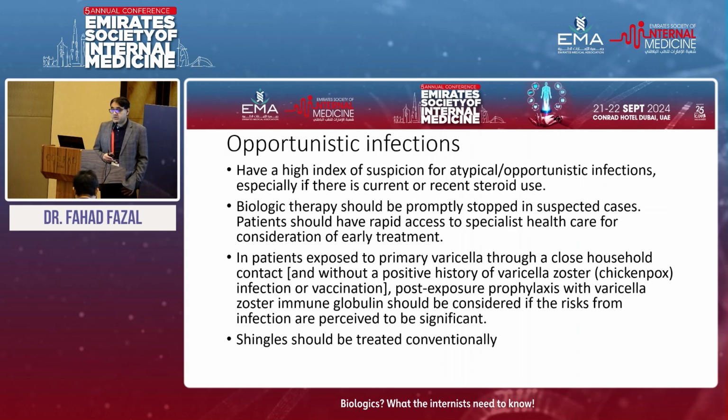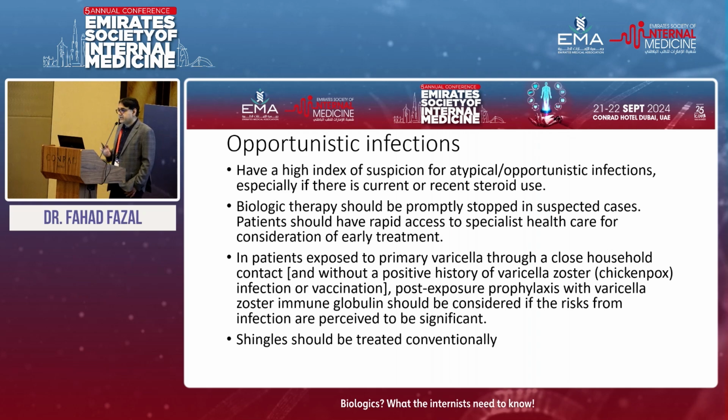So what about opportunistic infections? You should always have a high index of suspicion for atypical and opportunistic infections, especially if the patient is currently using steroids with biologic agents. Biologic agents should be stopped if you suspect a patient to have an opportunistic infection.